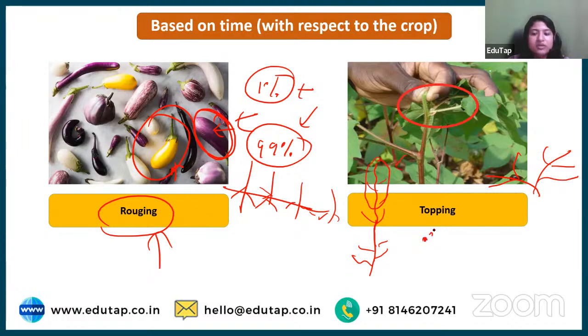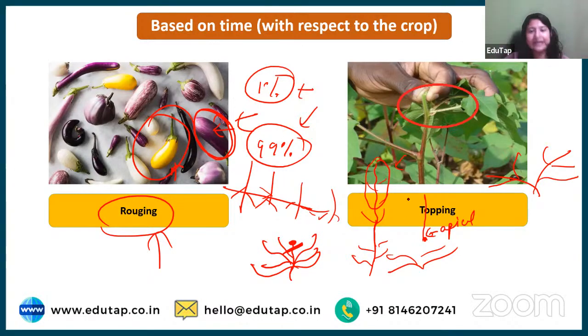The top portion is known as what? Apical portion is known as what? Okay, so because of this apical dominance, there will be lesser branches that will be formed, and lesser yield will be there. Okay, so what is topping? Topping means top. Okay, so here what is done? The top portion of the main branch is removed, so that the side branches can grow more and we can have more yield. This is known as topping.